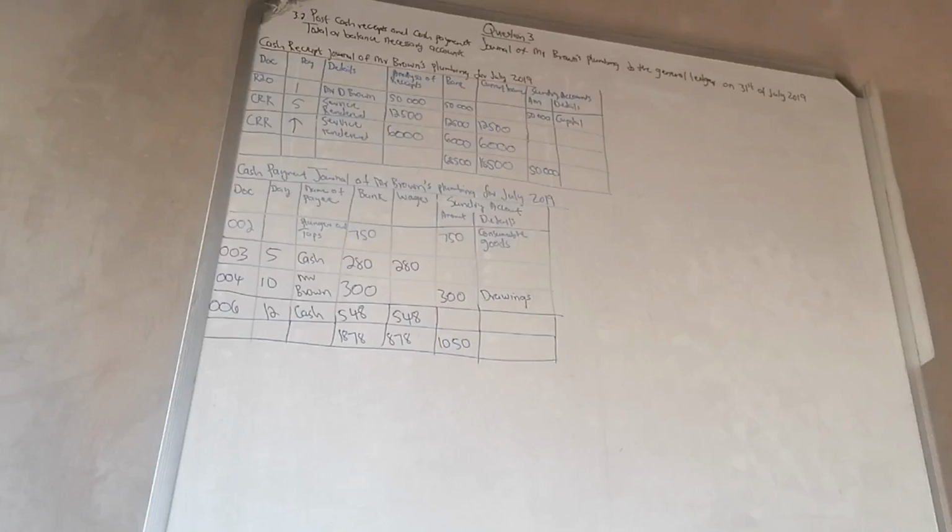Use the provided layout of the general ledger as a guideline. The general ledger of Mr. Brown's plumbing balance sheet section. This is what we are provided with. Refill up this column.